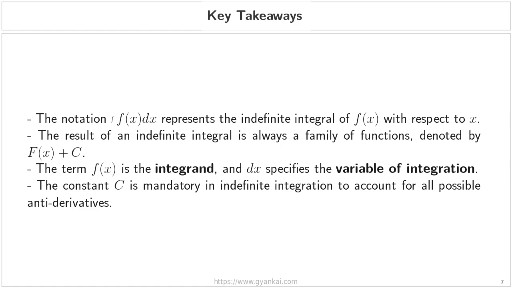Next, the result of an indefinite integral is always a family of functions, denoted by capital F of x plus c. This is crucial. We're not looking for just one function. Because the derivative of a constant is always 0, there are infinitely many functions that could have the same derivative. That's why we represent the result as F of x, which is the antiderivative, plus c, the constant of integration. Think of c as representing all possible vertical shifts of the function.